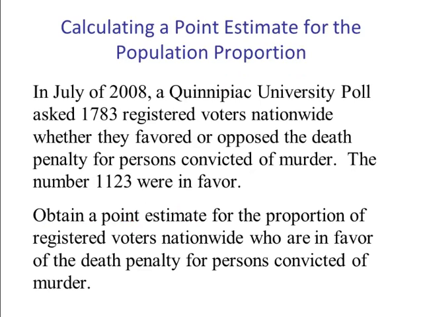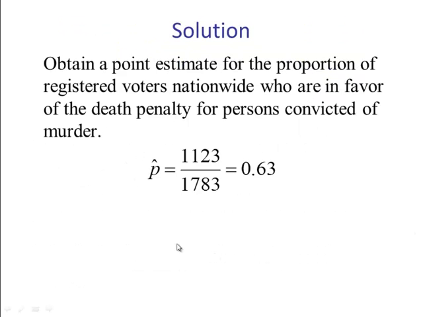Let's do an example. In 2008, a university poll asked 1,783 registered voters nationwide whether they favored or opposed the death penalty for persons convicted of murder. The number 1,123 were in favor. Obtain a point estimate for the proportion of registered voters nationwide who are in favor of the death penalty for persons convicted of murder. So the solution, p hat is x over n. If we take 1,123, the number of people who are in favor, and divide it by the total number, we get 0.63.